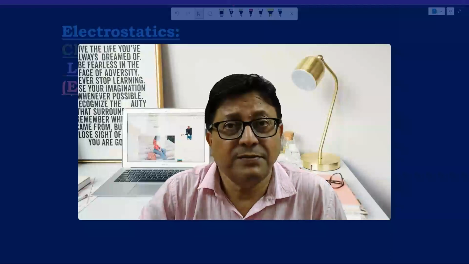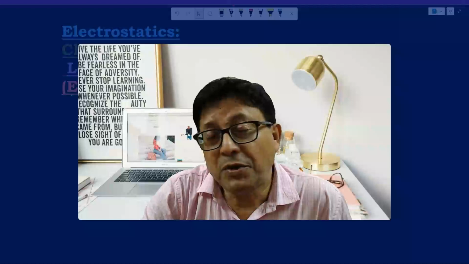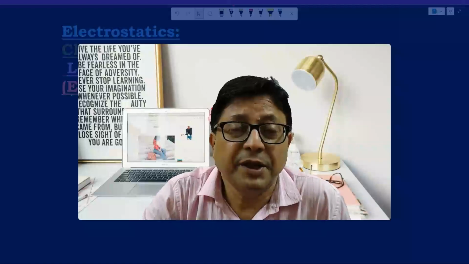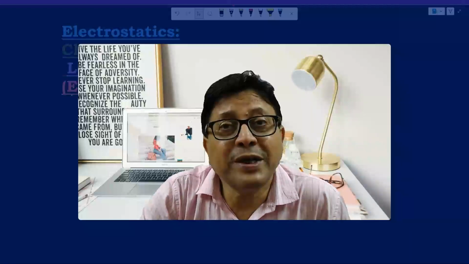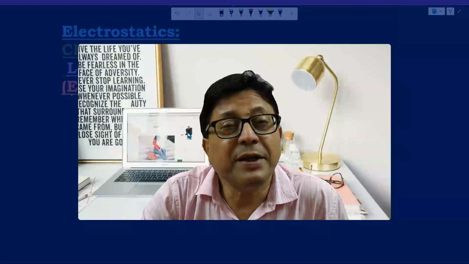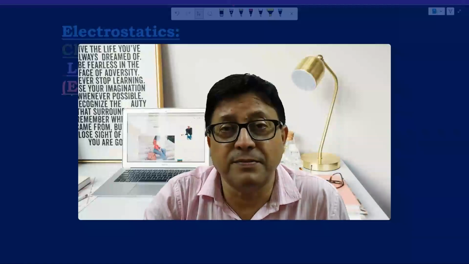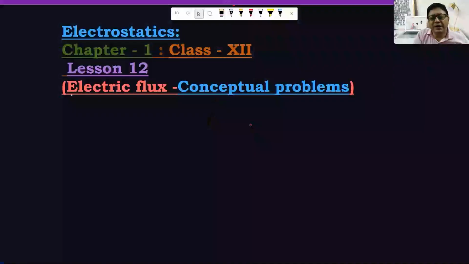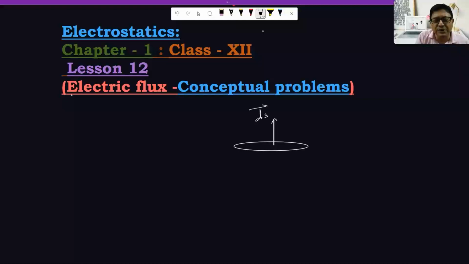So let us start explaining calculation of electric flux in some more cases so that you can apply it in solving more difficult sums. Before I start, I just remind you the formula for calculating electric flux. This area vector is there. Area vector direction is what? Hope all of you remember it. Area vector is perpendicular to the surface always.